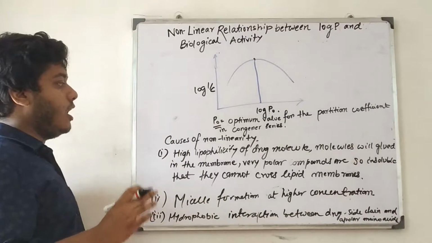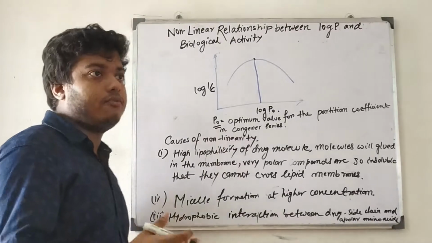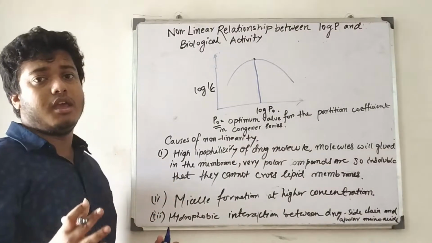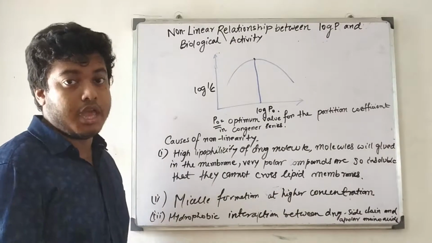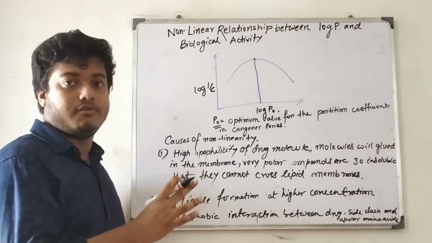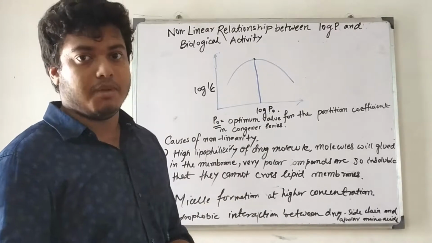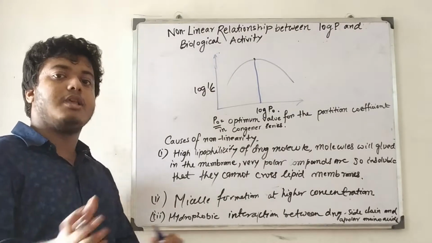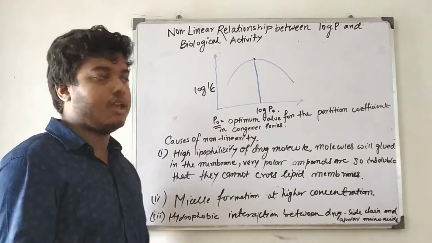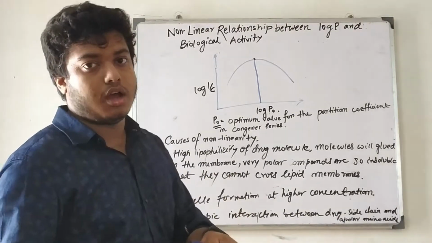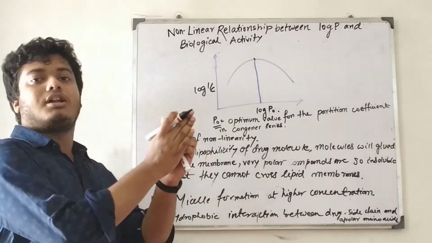But why is this happening? The cause of non-linearity is the high lipophilicity of the drug molecule. The molecules need to be lipophilic, but not to the extent that they are highly lipophilic. If a molecule is highly lipophilic, it tries to cling to the biological membranes. We know that biological membranes are lipid in nature, and like attracts like. So as the drug is a highly lipophilic molecule and the biological membranes are also lipophilic, they start to cling together.